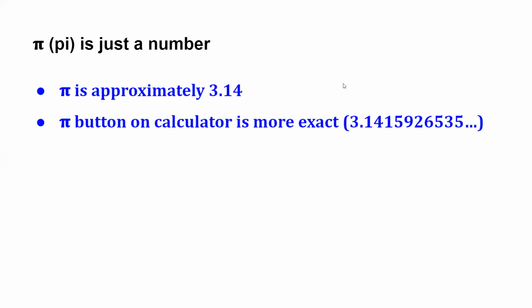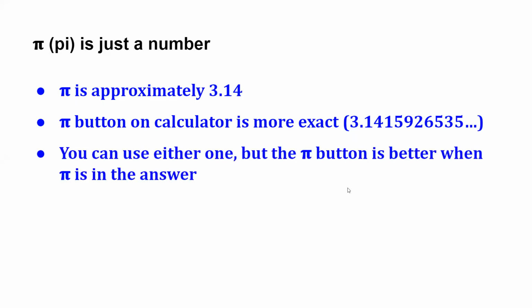Or we can use the pi button on the calculator, and that gives us a much more exact version of pi. But both methods should give you the right answer, so I wouldn't worry too much about which one you prefer. But if you do see the answer in the multiple choice in terms of pi, like the answers might be 6 pi, 8 pi, 16 pi, then you should use the pi button when you're doing your calculation because it'll make it much easier to spot the right answer.